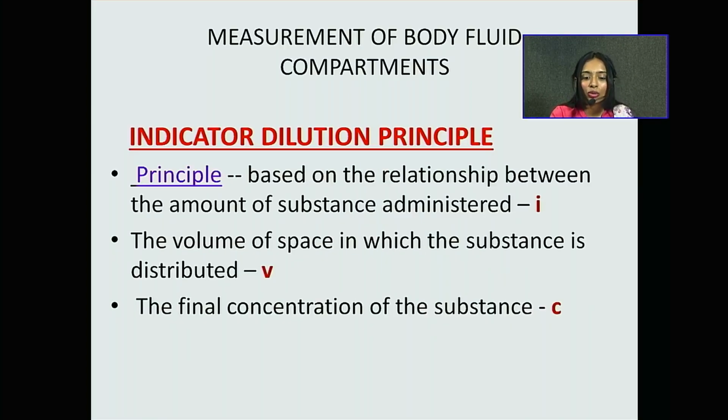To proceed with, now we come to the measurement of body fluid compartments. So now it is seen that here is an indicator through which we measure the body fluid compartments. The basic principle is the indicator dilution principle, which is based on the relationship between the amount of substance administered. We will inject an amount of substance into the blood to measure the body fluid compartments. Amount of substance administered will be denoted by I. The volume of space in which the substance is distributed will be denoted by V, and the final concentration of the substance will be denoted by C.